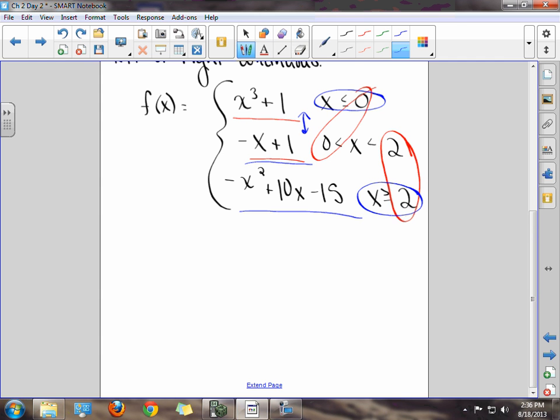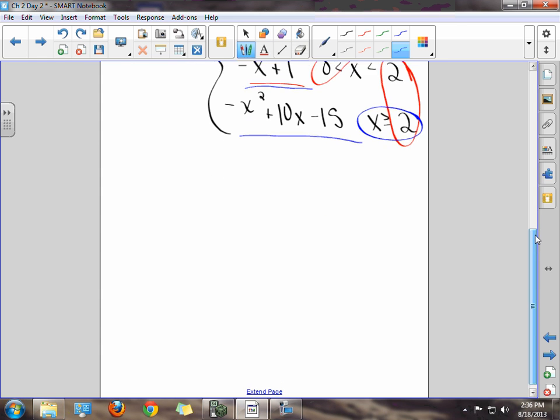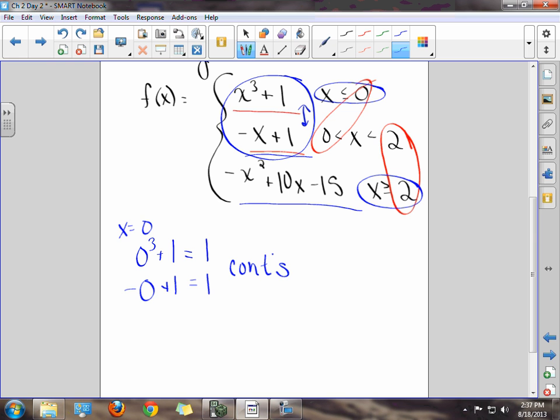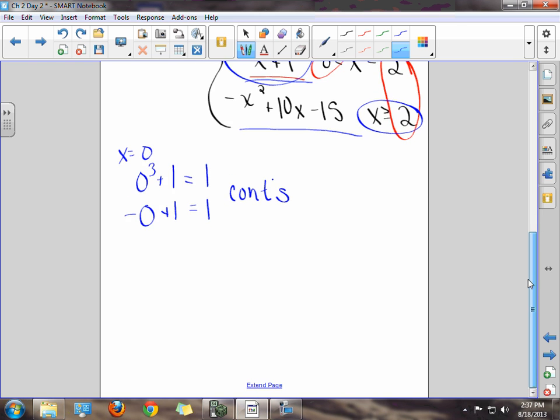So let's do a little algebra and see what we can come up with. I first want to evaluate these two pieces at 0 and see if there's a discontinuity. I'm going to take the first piece at x equals 0. So that's going to be 0 cubed plus 1, which is 1. And the second piece is going to be negative 0 plus 1, which is 1. So this is continuous because they are the same value. They're going to approach from the left and approach from the right, and they're going to equal each other, all at 1.